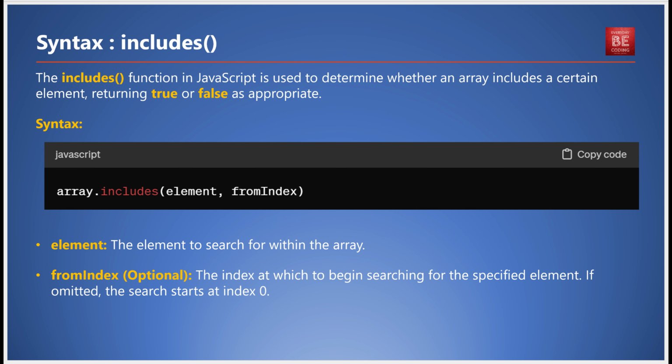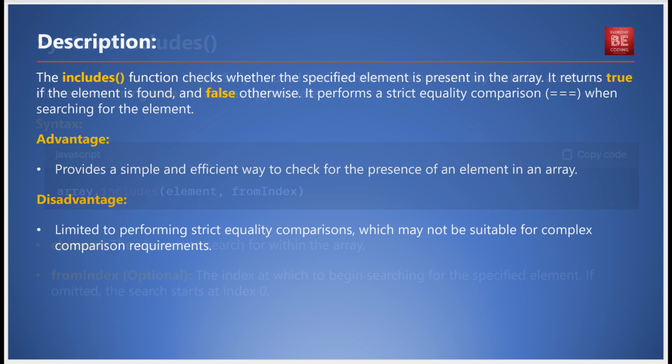The includes function comes into play when you need to know whether an array includes a certain element. It's as simple as calling array.includes(element, fromIndex), where element is the one you're searching for and fromIndex is the optional index at which to begin your search. If fromIndex is left unspecified, the search kicks off from the very start of the array. A key point to remember is that includes returns a Boolean value, true if the element is found and false if it's not. It uses a strict equality comparison, meaning that it checks both the type and value of the elements. Now, the advantage of includes is its simplicity and efficiency in checking for an element's presence in an array.